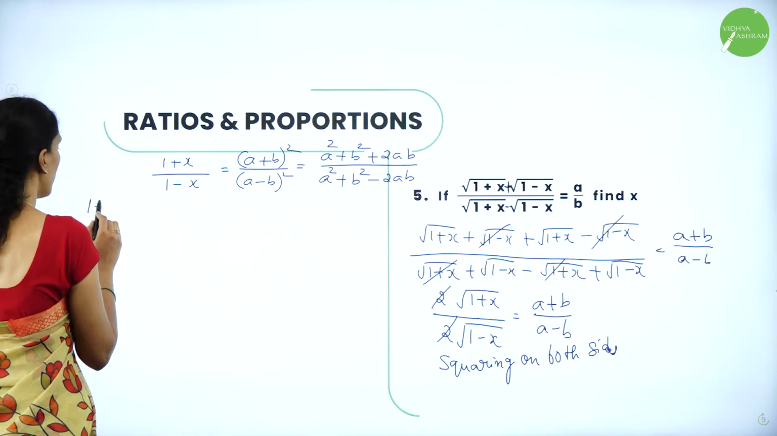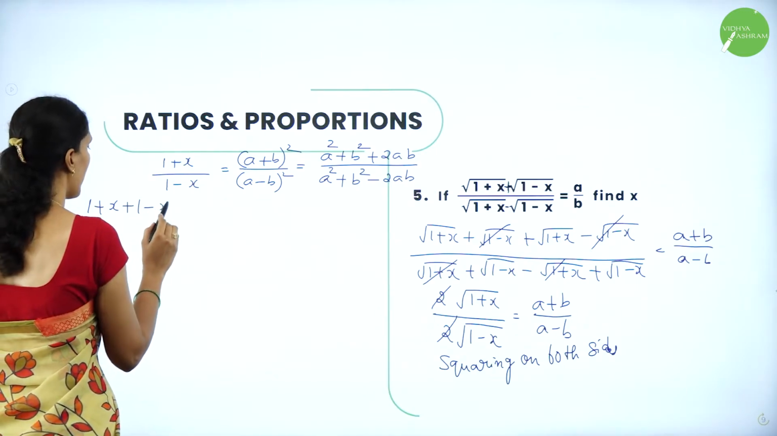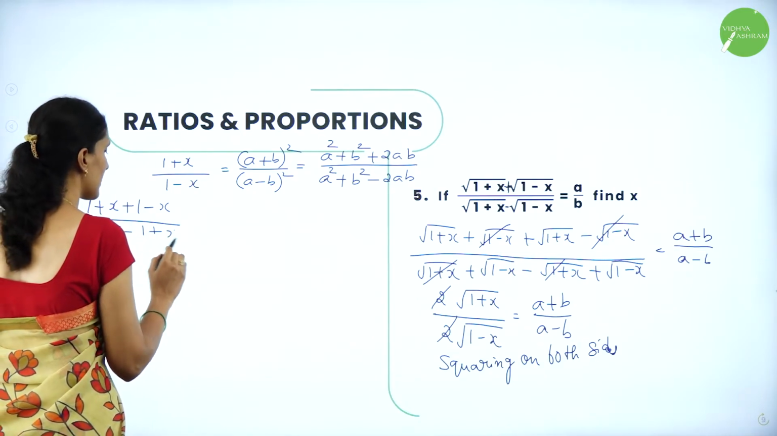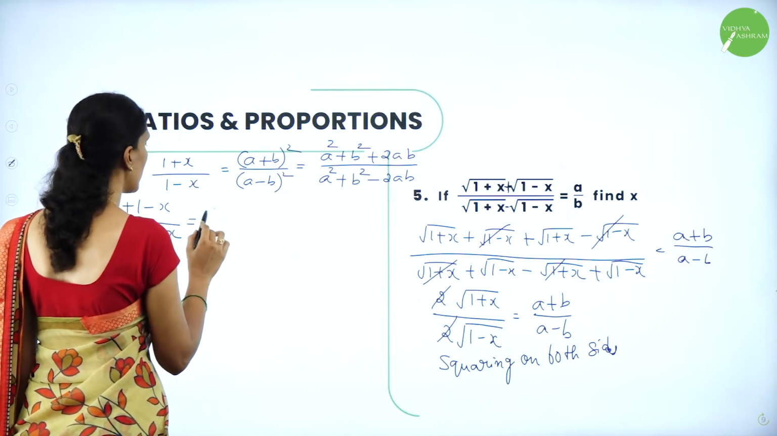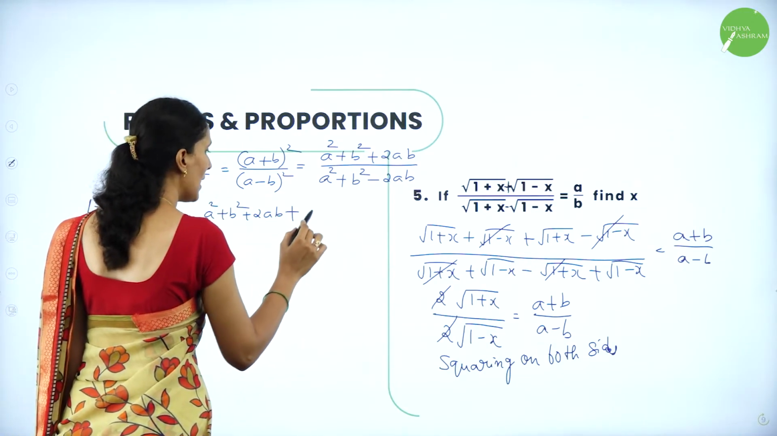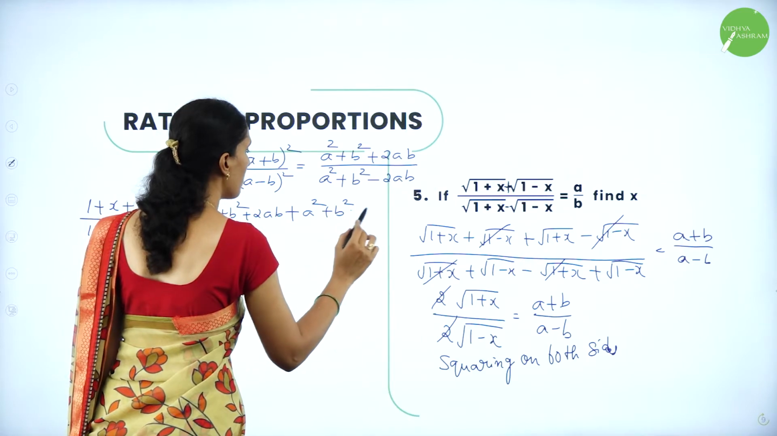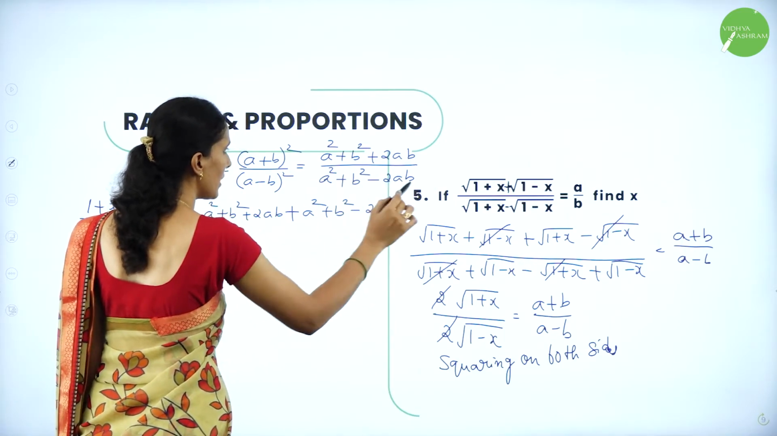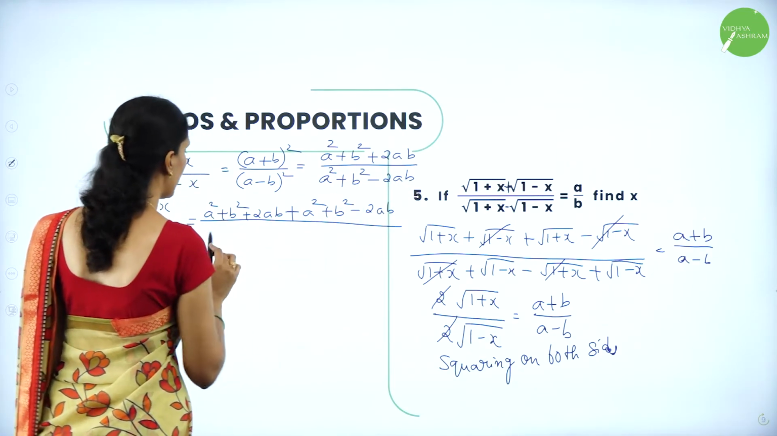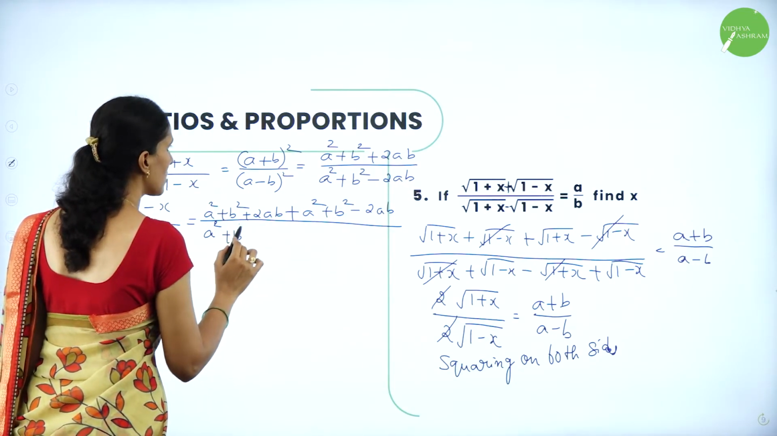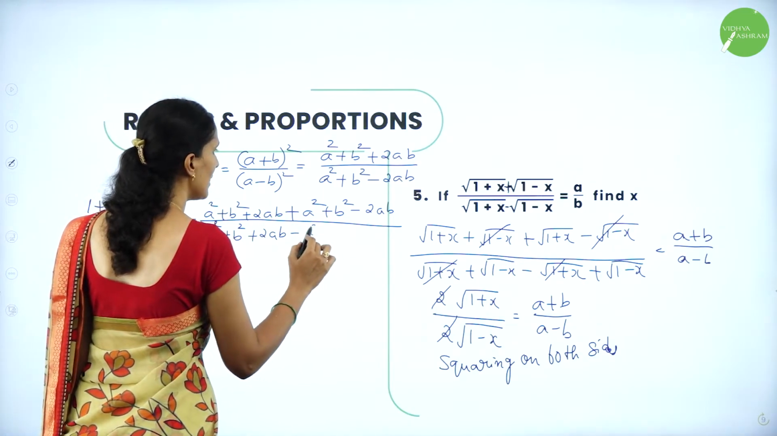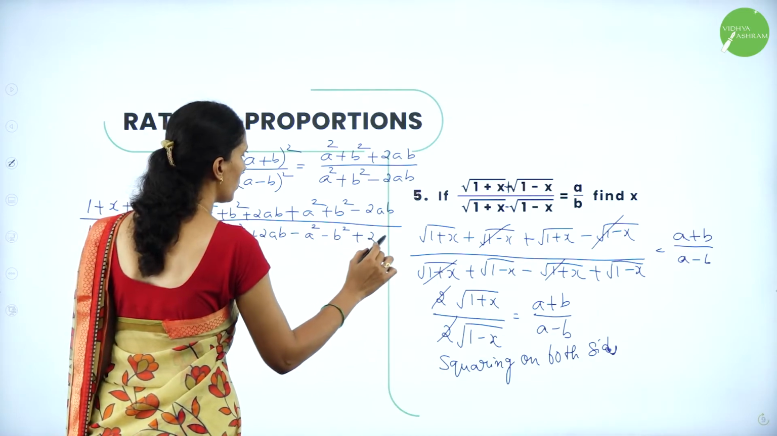So here you have (1 plus x plus 1 minus x) over (1 plus x minus 1 minus x). Similarly, for this, you will get (a square plus b square plus 2ab plus a square plus b square minus 2ab) over the denominator a square plus b square plus 2ab minus, change the sign, minus a square minus b square plus 2ab.